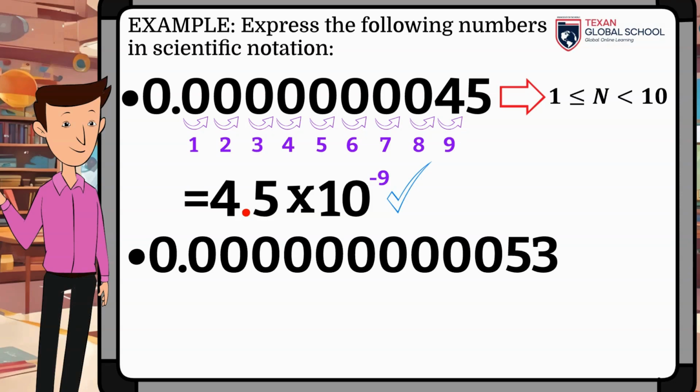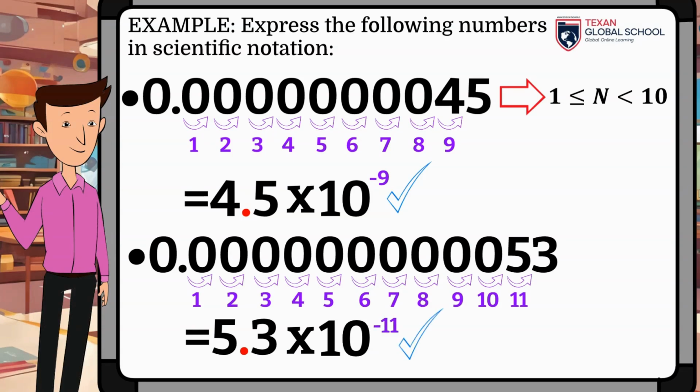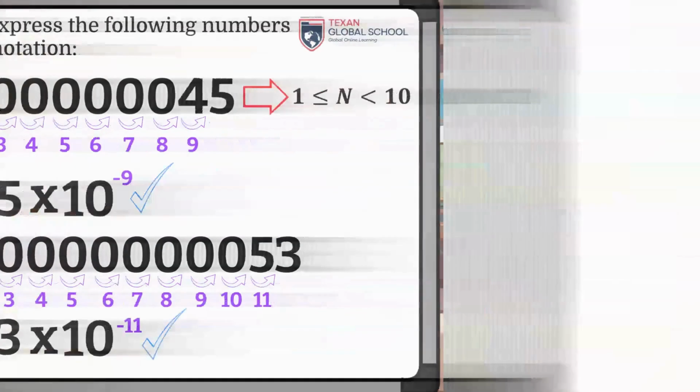In the following example, let us repeat the process. Move the decimal point in the opposite direction, so that the number is greater than or equal to 1 and less than 10. Now, multiply this value by 10, and raise it to the number of times we moved the decimal point. We can see that 0.000000000053 can be represented as 5.3 times 10 to the negative 11.